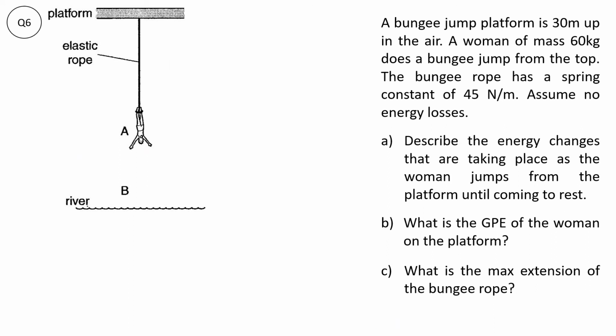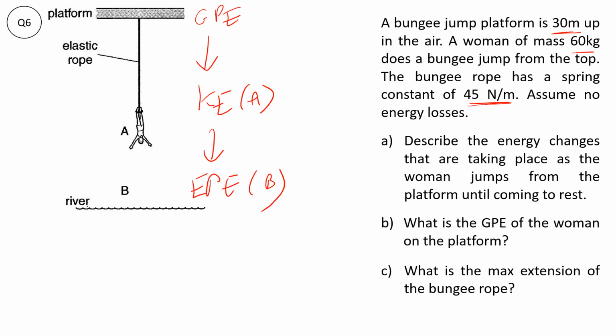A bungee jump, 30 meters up. A woman of mass 60 kg does a bungee jump from the top. The bungee rope has a spring constant of 45 newtons per meter. Assume no energy loss. Describe the energy changes. GPE at the top becomes KE at A, and that all gets stored as elastic potential energy at B.